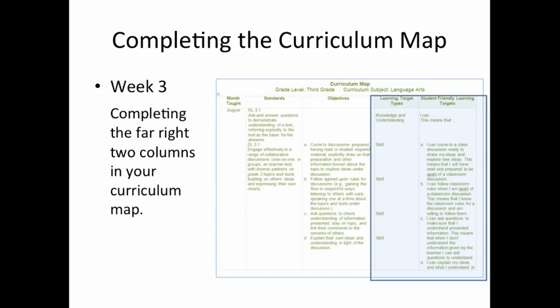So for this week, your goal is to complete the last two columns in your curriculum map. First, to classify all the objectives you've inserted with a learning target type. You look at the verbs in the objectives, you determine the learning target type, and then you'll be writing student-friendly learning targets in the I can and this means format. You'll be reading resources linked out of Learning Suite.